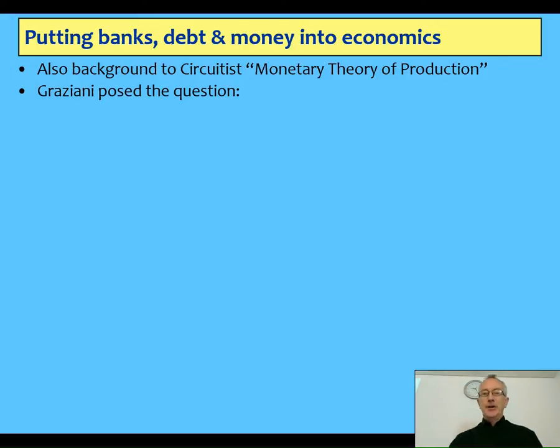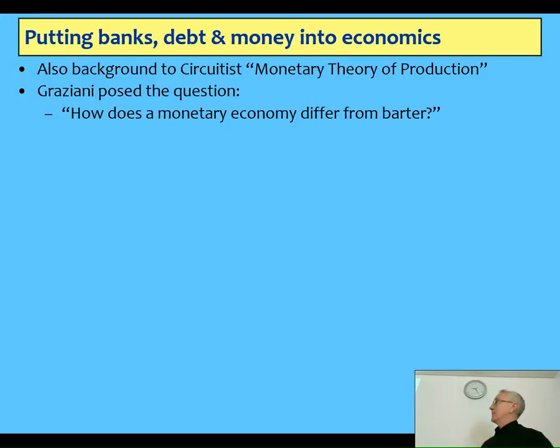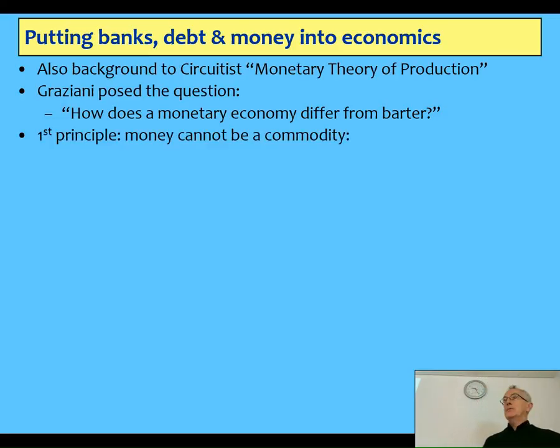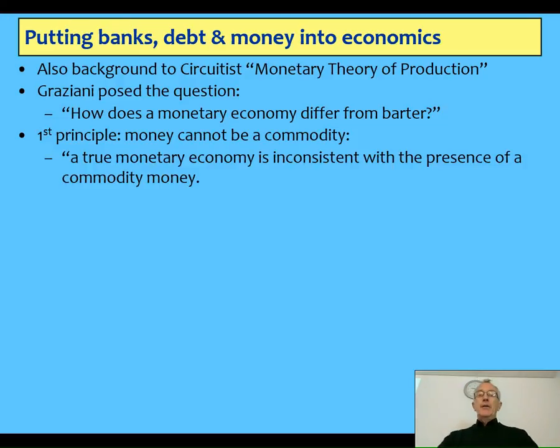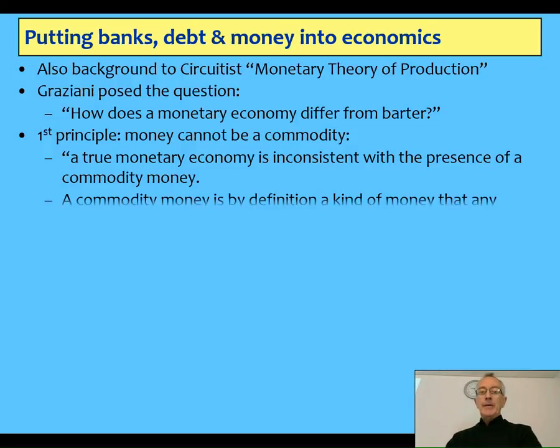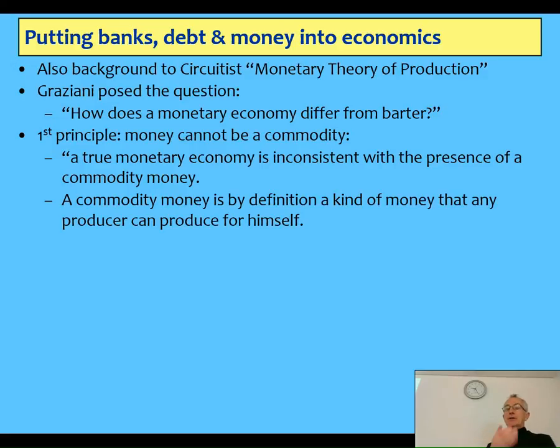Brilliant orator, wonderful speaker. But his position on working out the role of money and how do you get a monetary theory, you've got to say what money is. And he basically posed this question: how does a monetary economy differ from a barter economy? And he said the first principle is that money can't be a commodity. And it's quite simple logic, because if you say money is a commodity, then you've got a barter system. So he said a true monetary economy is inconsistent with the presence of commodity money, because commodity money is, by definition, a kind of money that any producer can produce for themselves.